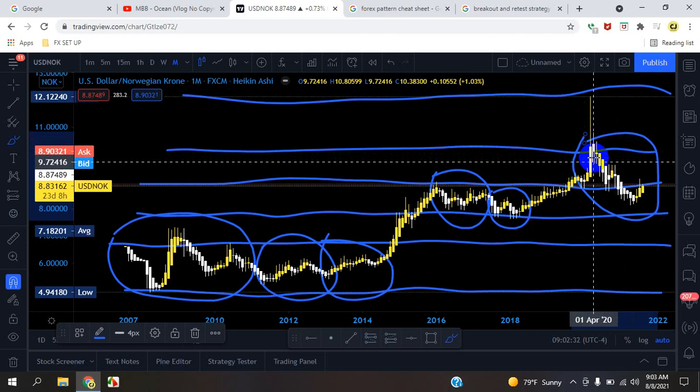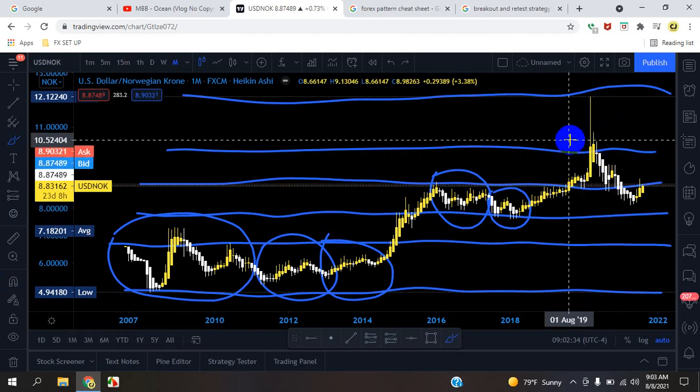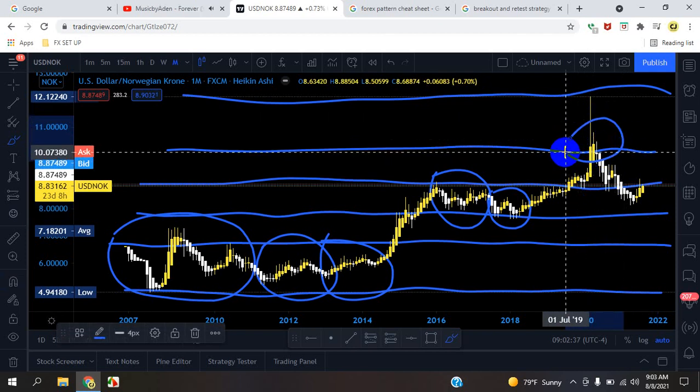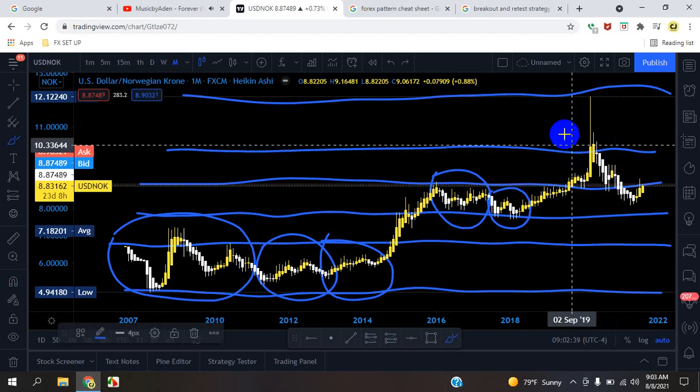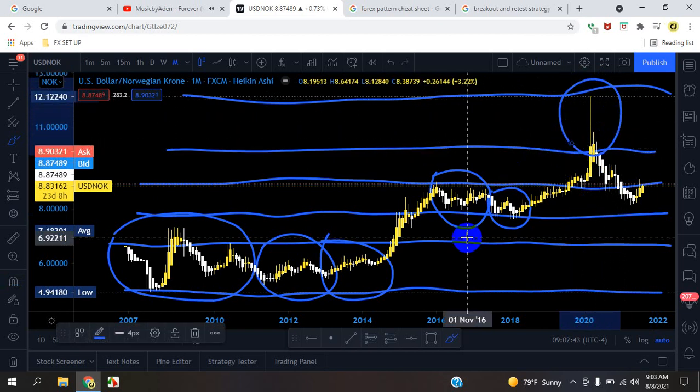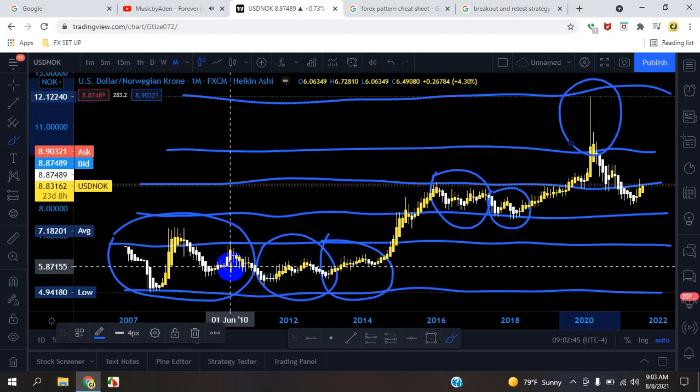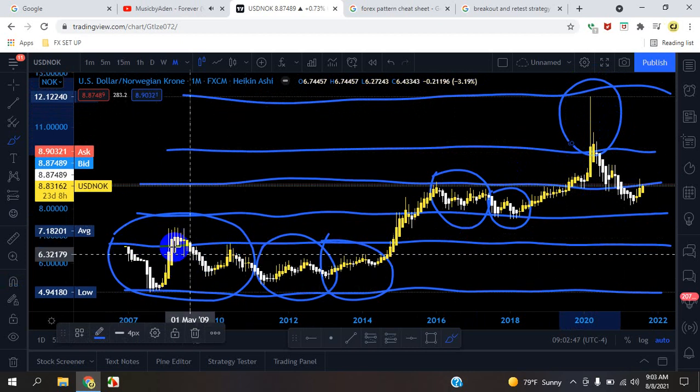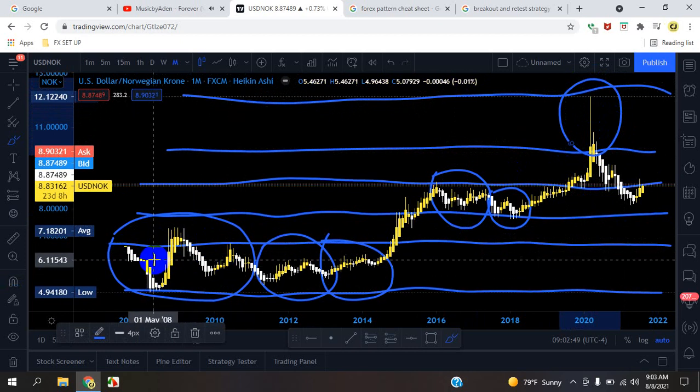Matter of fact, let's call this 1. 1 pattern here. And this pattern right here at the top is what made the price do what it did. So let's start from the bottom. There's a pattern here. This is a triple top.